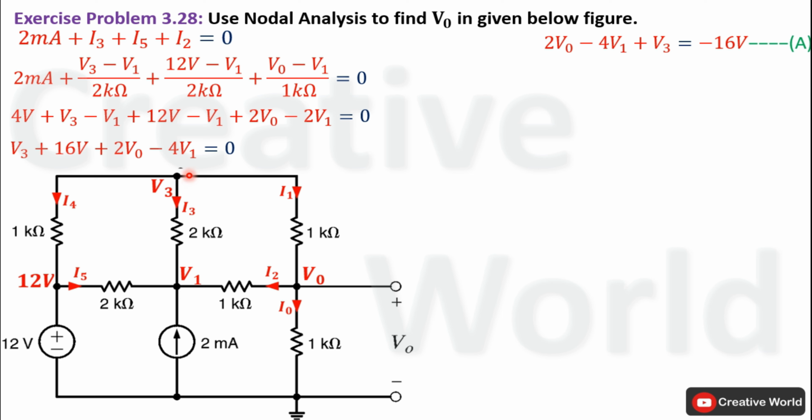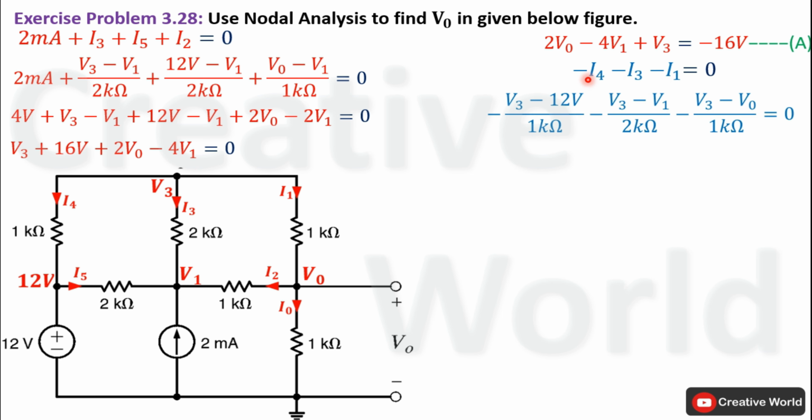Now we will apply Kirchoff's current law on this node. On this node, all currents are leaving. So all of these three currents will be taken with negative sign. In next step, we have to replace these three currents with their respective equations.